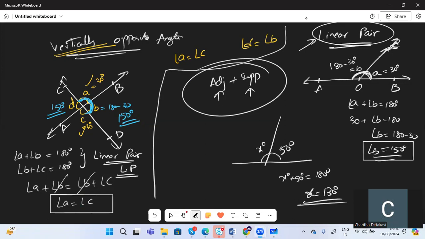And in the coming lecture, I'll be recording whenever you have a transversal intersecting parallel lines and all, that is what we will be seeing in the upcoming classes.